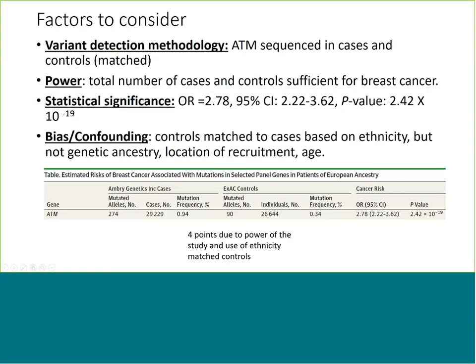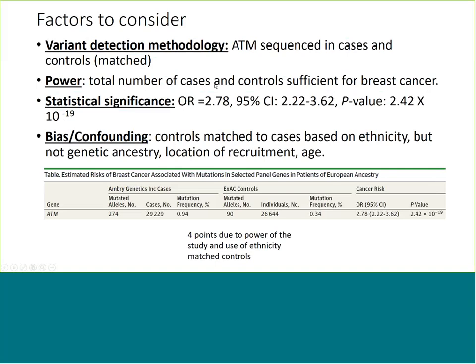The factors that we considered in looking at this study before we scored it were that ATM was sequenced in cases and controls, so they were matched for variant detection methodology. In terms of power, the total number of cases and controls was sufficient for breast cancer, and I'll go into a little more detail about the control set specifically later. But in terms of the number of cases they looked at, honestly, I think this may be one of the largest breast cancer case-control studies we've seen at this point.